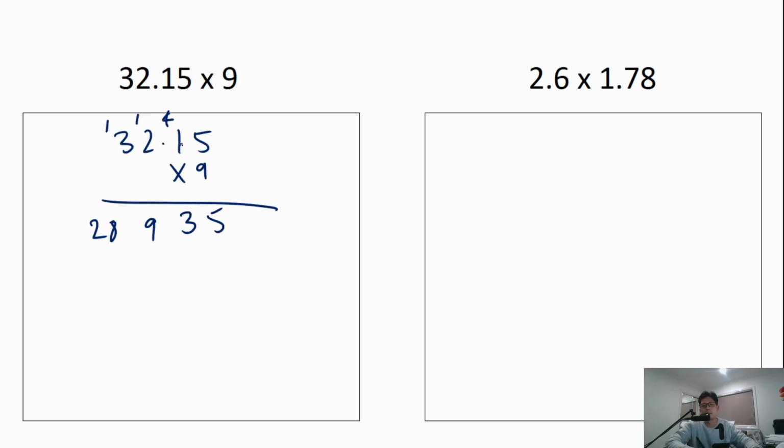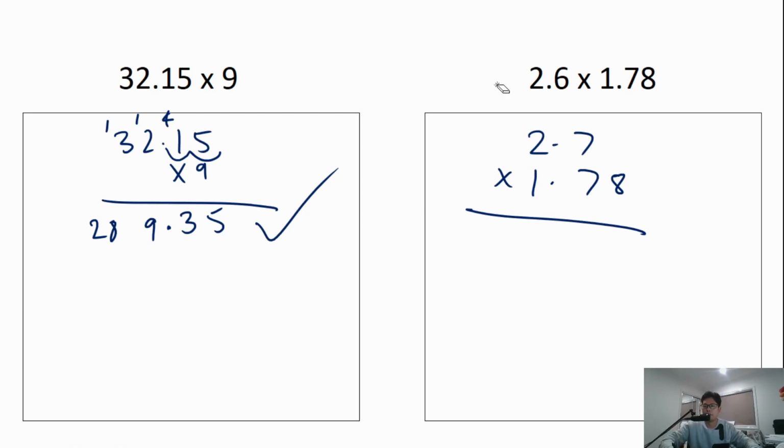And now we count the number of places behind the decimal point. There's only 2 this time, so our final answer is 289.35. Give yourself a tick if you got that correct. Now let's try the next one. 2.6 times 1.78, sorry. There we go.